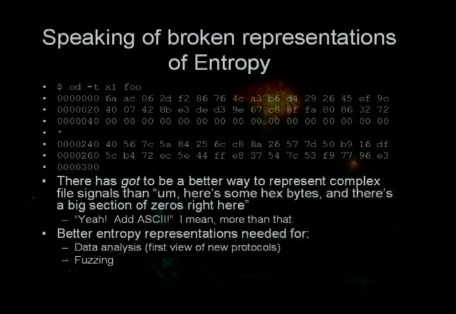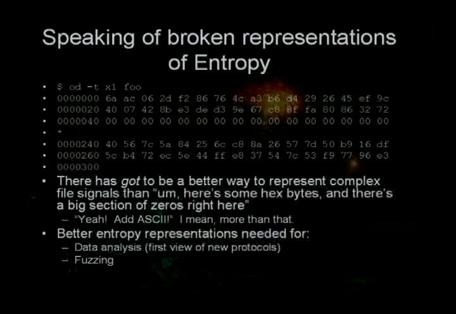Speaking of broken representations of entropy, 0D-XTX1 foo. Nice little hex dump of a file. Wow, 6A-AC-06. This is about just as useless. Oh, but no, we've got a star. It's saying that this line has been repeated. Look at all those zeros, man. I really have lots of analysis of my arbitrary data here. There's got to be a better way to look at random strings of hex. And no, adding ASCII isn't enough.